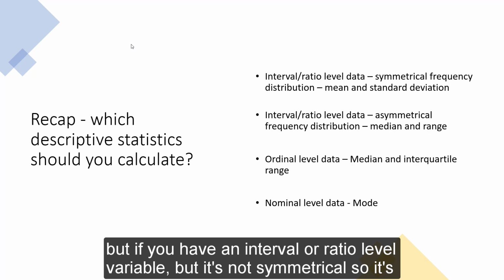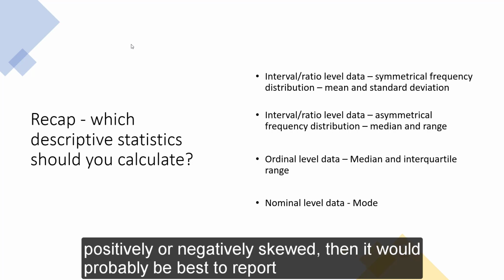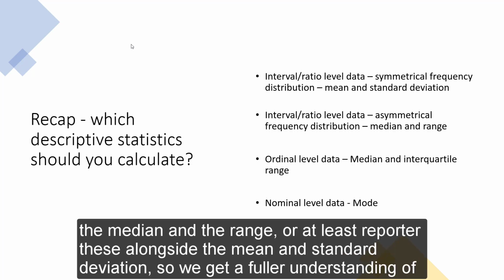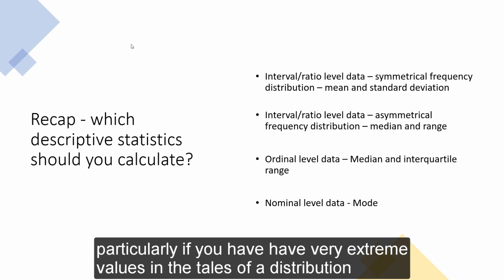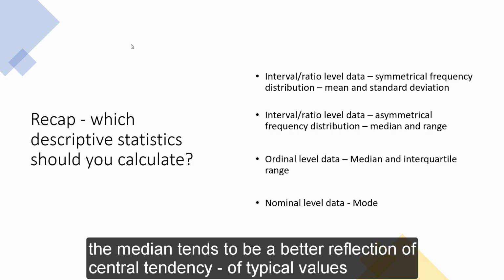But if you have an interval or ratio level variable, but it's not symmetrical, so it's positively or negatively skewed, then it would probably be best to report the median and the range, or at least to report those alongside the mean and the standard deviation, so you get a fuller understanding of the data, because the mean might not be the best measure of central tendency, particularly if you have very extreme values in the tails of a distribution. The median tends to be a better reflection of central tendency of typical values.